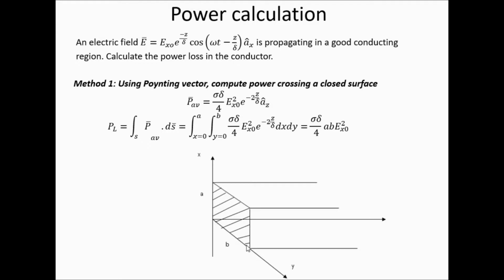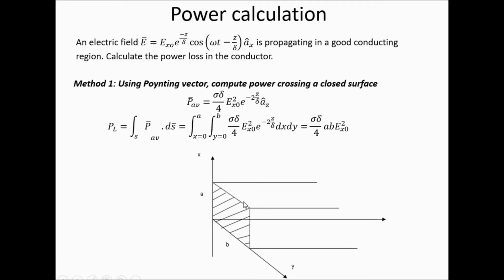So the length of this is b and the height of this waveguide is a, and through this surface the signal is coming in, entering into the system. We want to find how much power is flowing through this surface per unit time, so we are going to find the time average power here.